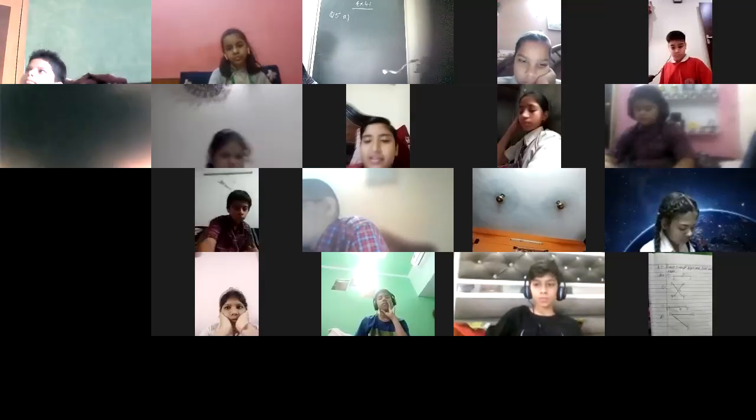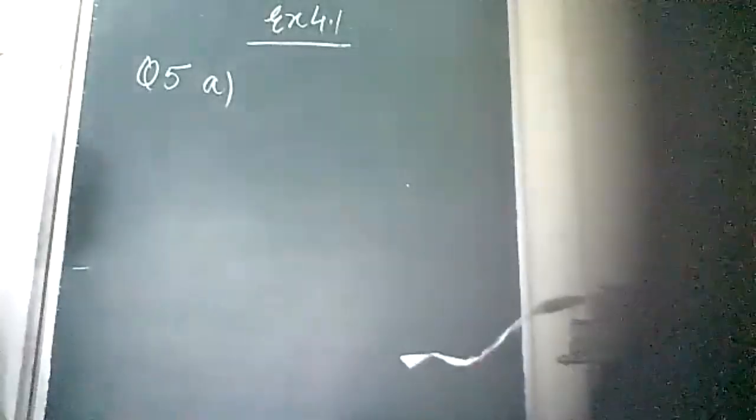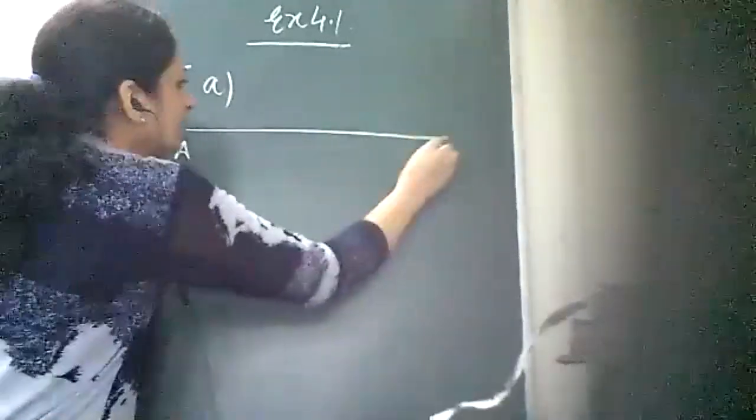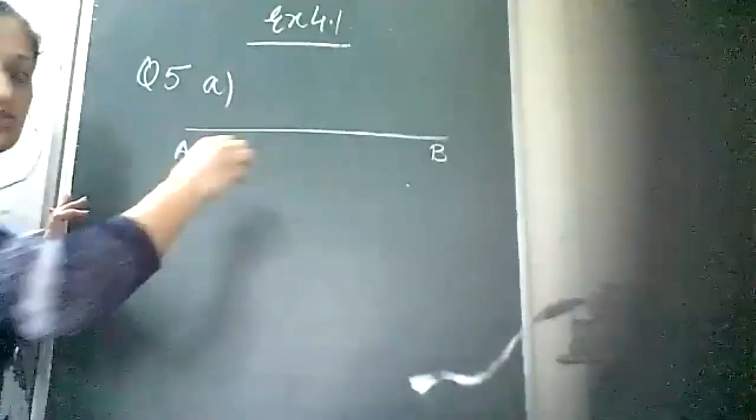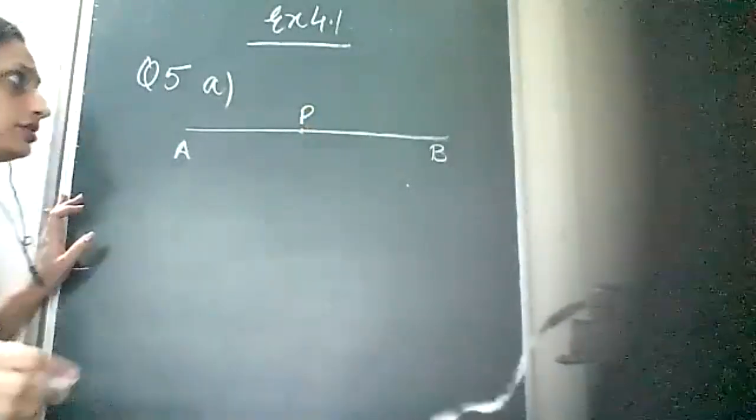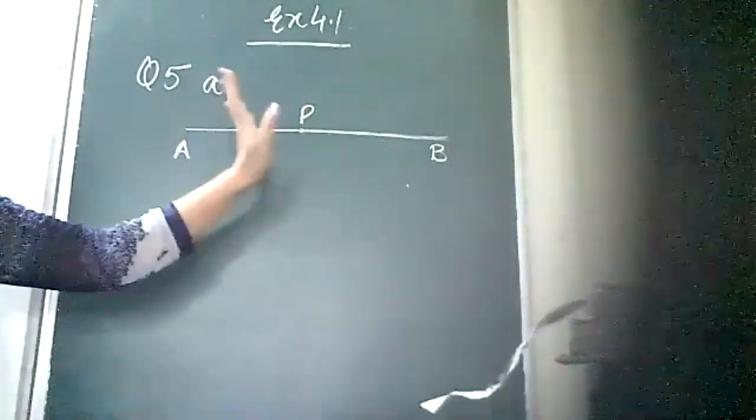So point P lies on AB. This question, point P lies on AB line. So this is an AB line. I'm drawing a line AB and P lies somewhere on this line. So I'm marking P over here. Okay. So point P lies on AB. This is AB line and we are drawing P over there.